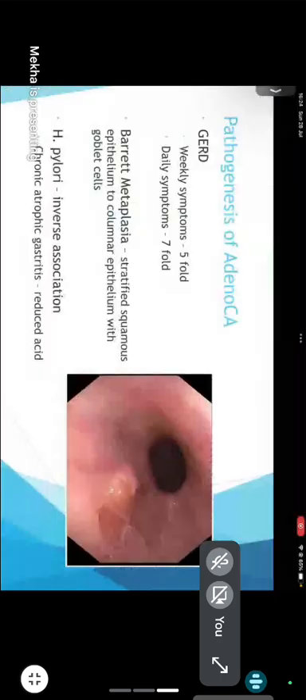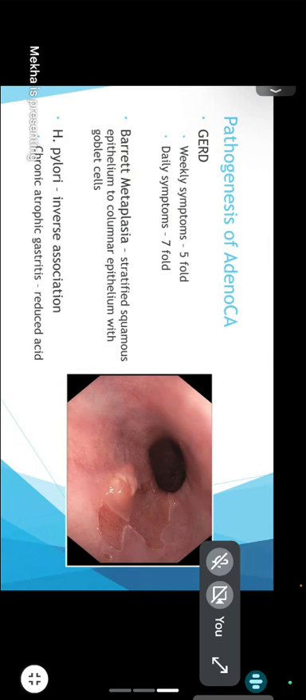So yeah, this we've already mentioned. There is a difference between whether a person has daily symptoms or weekly symptoms. That also gives you a clue according to the risk for adenocarcinoma. H. pylori, on the other hand, has an inverse association, because what happens with H. pylori is you have atrophic gastritis. So you have reduced acid and thus the exact opposite of GERD happening. So if a person has H. pylori infection, actually their risk is lesser for getting adenocarcinoma.